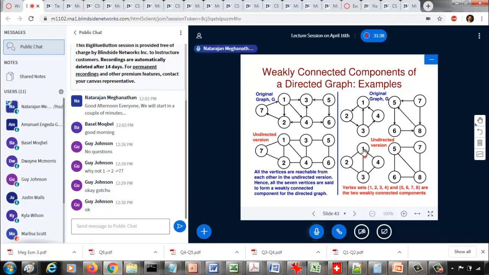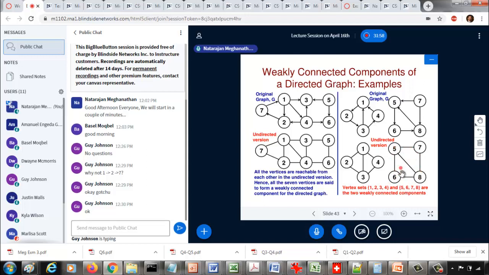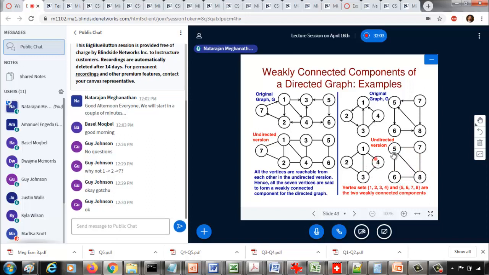Similarly, we cannot reach 5, 6, 7, 8 by starting depth first search or breadth first search from 1 or 2, 3, 4. So you can reach only these 4 vertices in one instance of depth first search. So you have to start another instance of depth first search, say from 5, 6, 7 or 8, and you could then find out you can reach the other 3 vertices. So we say these 4 vertices form another weakly connected component.